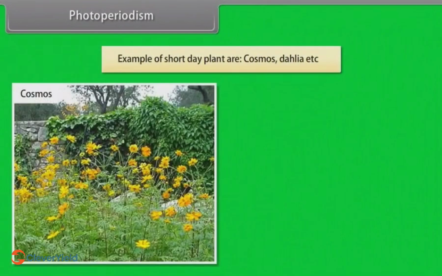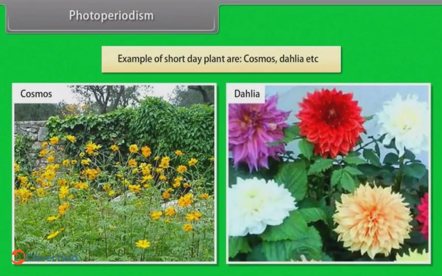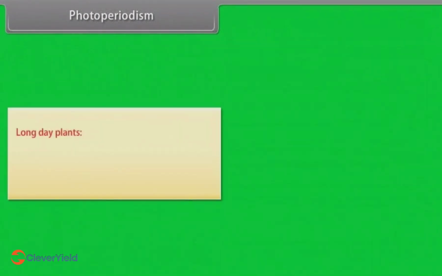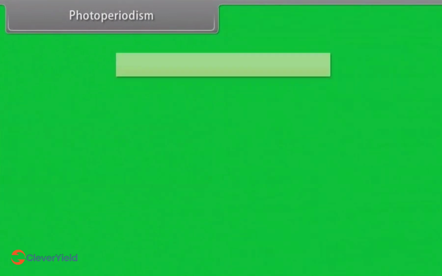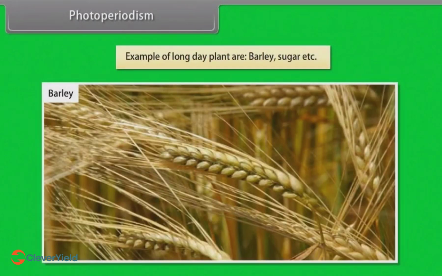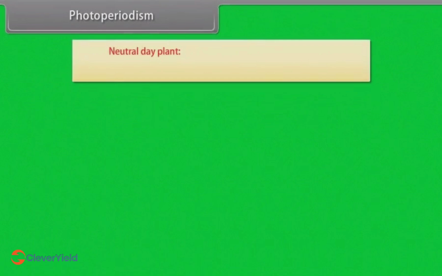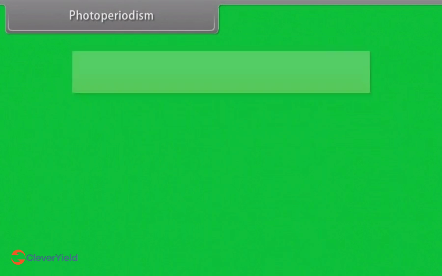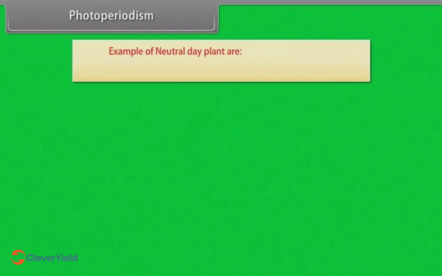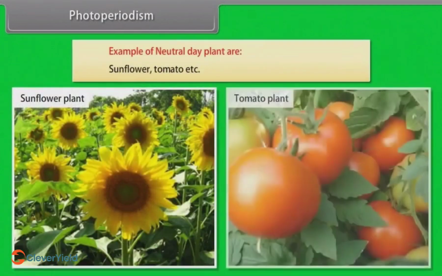Examples of short day plants are cosmos, dahlia, etc. Long day plants. These plants induce flowering when day length exceeds critical day length. Examples of long day plants are barley, sugar beet, etc. Neutral day plants. These plants flower regardless of the exposure to light. Examples of neutral day plants are sunflower, tomato, etc.